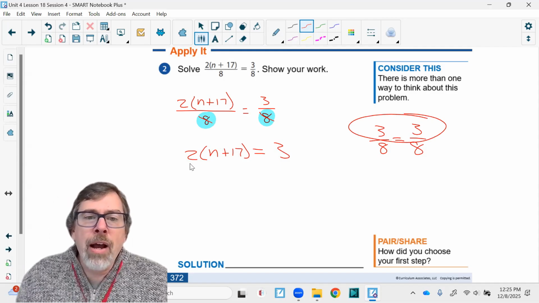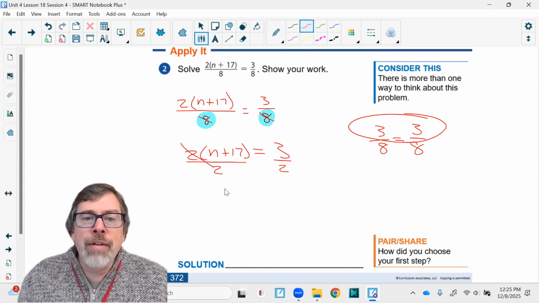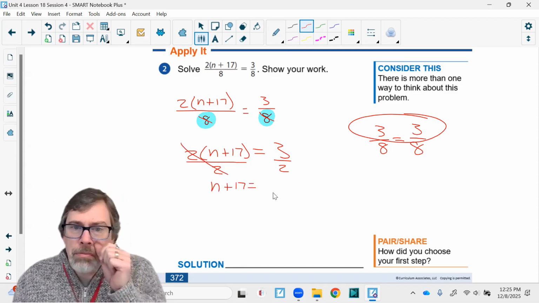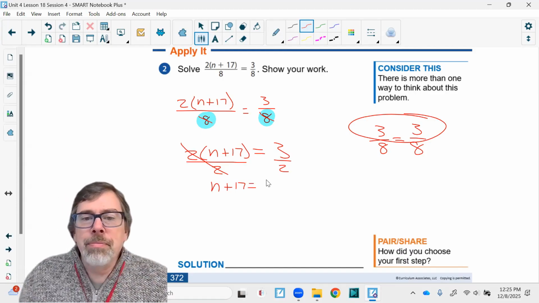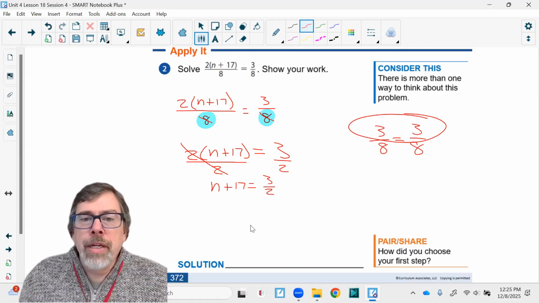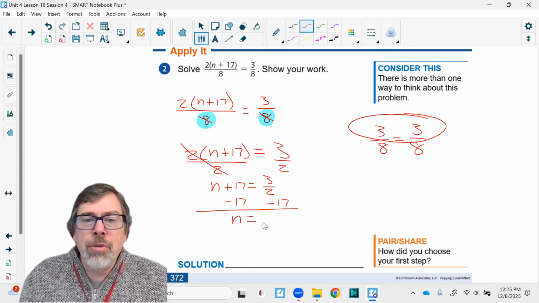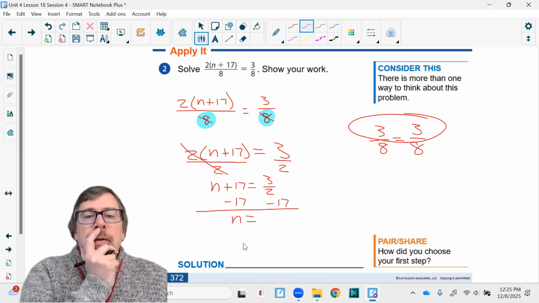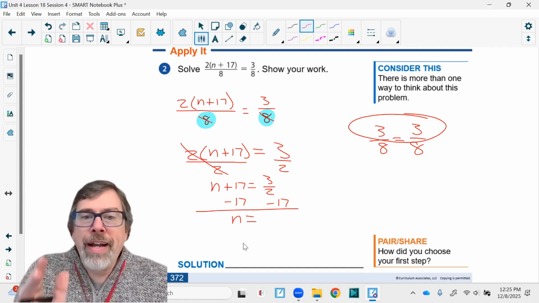All right, so now I'm going to divide both sides by 2 to get rid of that number outside so I don't have to distribute. n plus 17 equals 3 halves. Okay, and then I subtract 17 from both sides and I get n equals. Now 3 halves is 1.5.